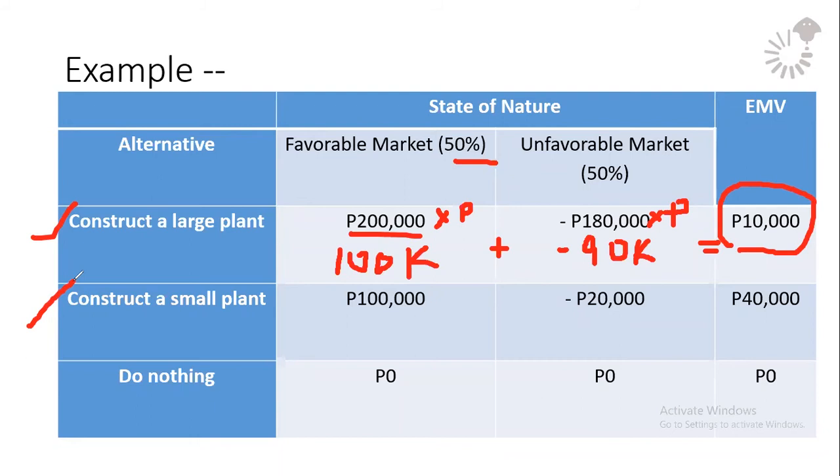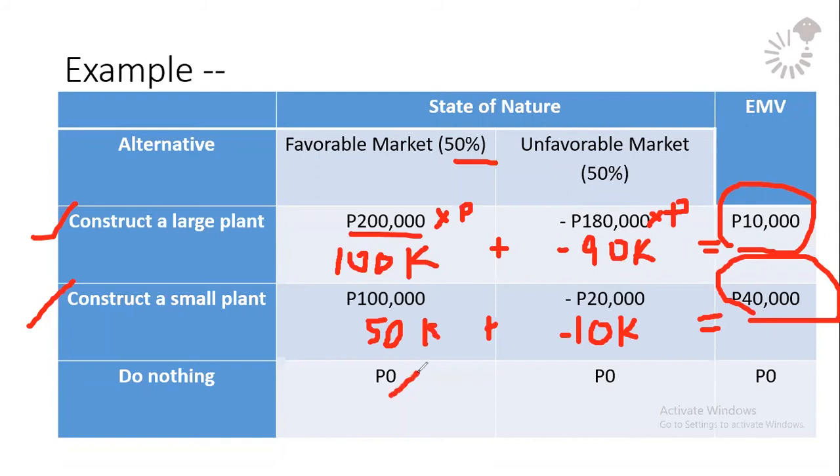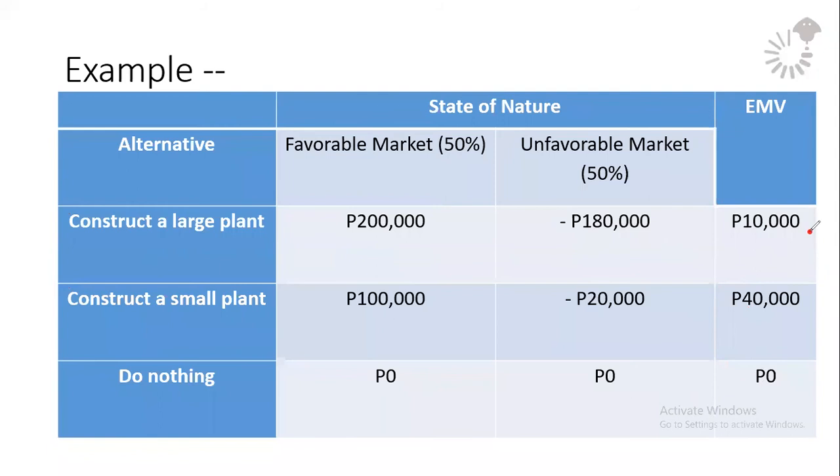Alternative B, or your second option, is 100,000 for favorable market, negative 20,000 for unfavorable market. So multiply with the probabilities. This is 50,000 plus what? Negative 10,000. Negative 10,000 will give you 40,000. For do nothing, wala kang gagawin, therefore wala kang kita if the market is favorable, wala kang loss if the market is unfavorable. So 0 multiply probability is equal to 0, add them, 0 pa din. So these are the listed expected monetary values for each option.